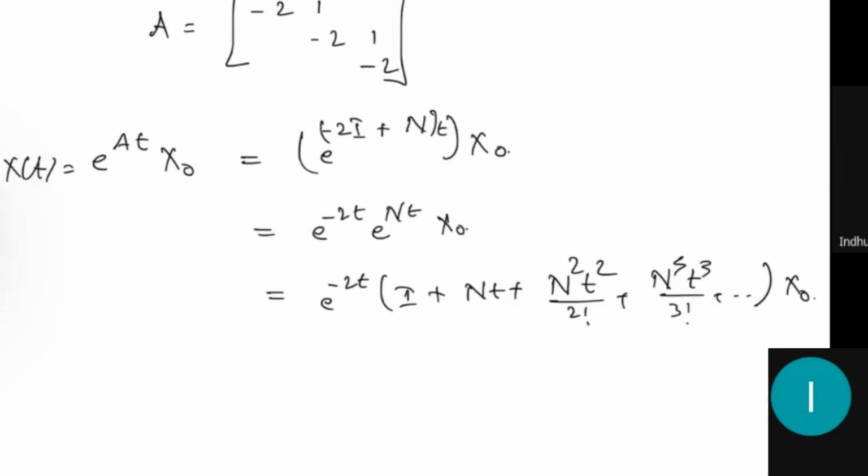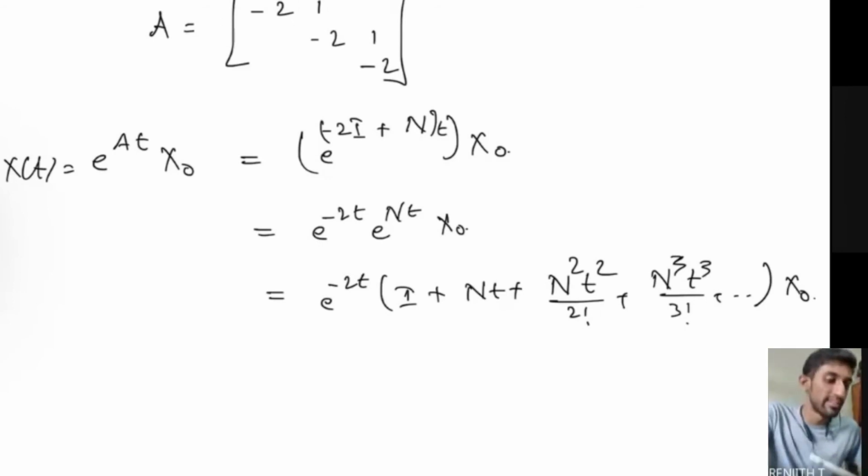Yes, sir. Here n is a 3 by 3 nilpotent matrix, so n cube will go to 0. So only this much we need to find out: n square t square by 2 factorial, this much only.